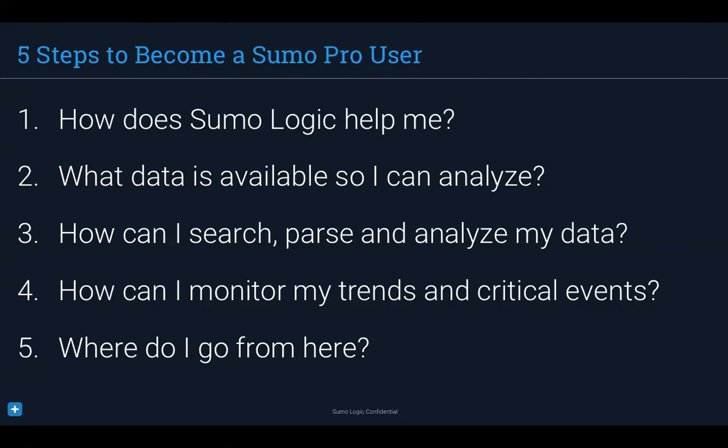What data is available for me to analyze? How can I search that data? How can I parse it? How can I analyze it? And once I have something that I like and that I'm analyzing my data, how can I start monitoring that? How can I look for trends? How can I keep an eye on these critical events or outliers to start understanding how to use Sumo with that? And last but not least, we're going to talk about what's the next step for you guys.